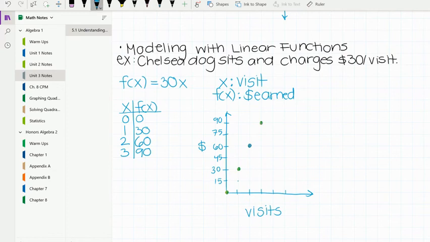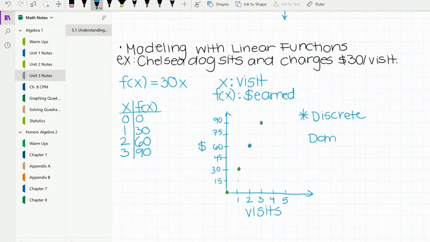So our next big question is we want to decide if we need to connect these dots. So if we connected them, that would be saying that I can have 1.5 visits for $45, but technically that's not true. So all we know is that we have 1 visit is this amount, 2 visits is that amount. So this would be a situation that is discrete, which means that we are not going to connect them.